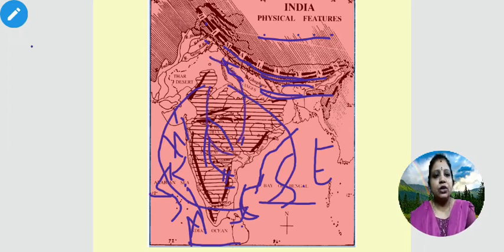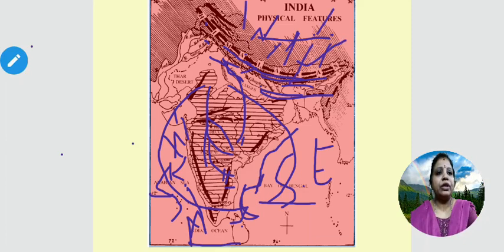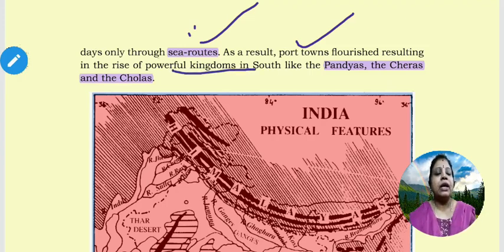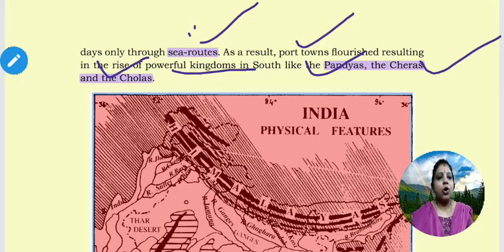On one side is the land. The Himalayan mountains are found in these places, in the northeastern side. Like this, in the olden period, foreign trade was carried on through the sea routes. As a result, a number of ports flourished, resulting in the rise of powerful kingdoms in the south like the Pandyas, the Cheras and the Cholas. These were the powerful kingdoms that flourished during that period of time.